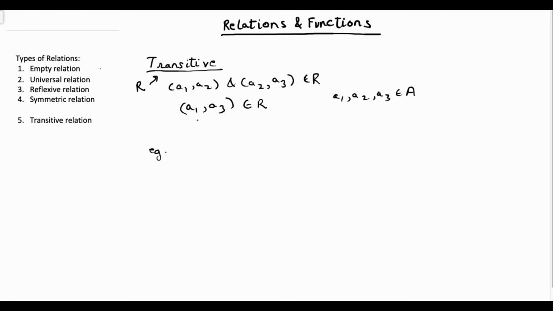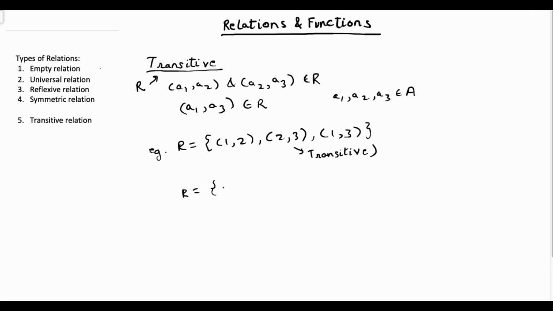For example, if we take R as 1, 2 and 1, 3, then this is transitive. Let's take another example. R is 1, 2 and 2, 2. This relation is also transitive. As you can see, a1 is 1, a2 is 2, and a3 is also 2. This is a1, a2, this is a2, a3, and this is a1, a3 as well. Therefore, this is also transitive.